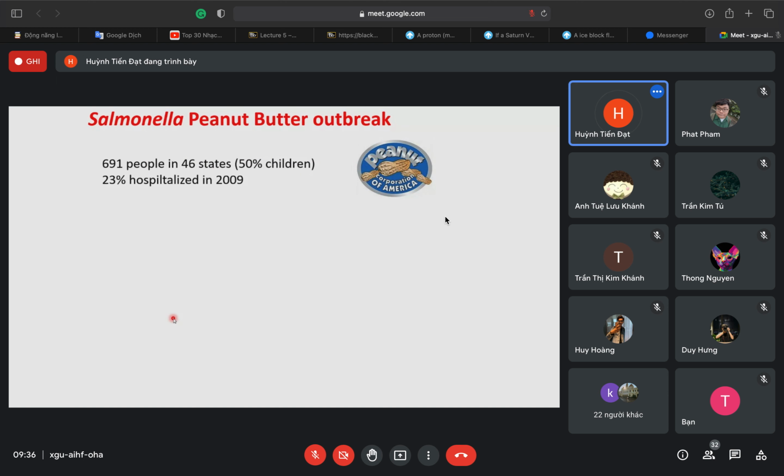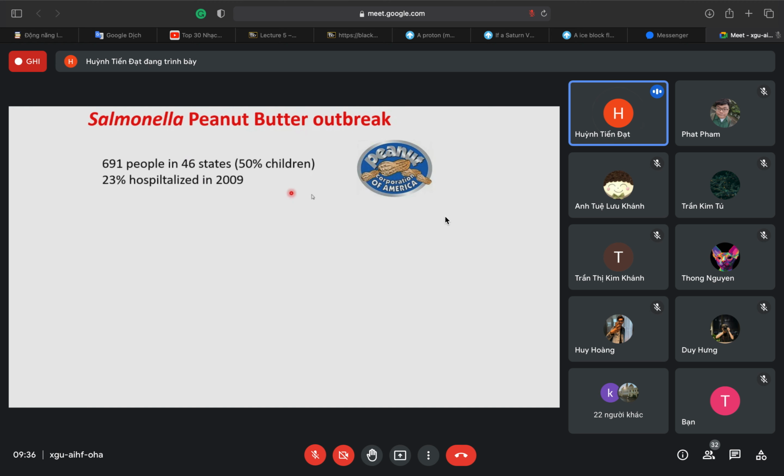But be careful when we apply this to food preservation for the treatment. That is also a problem. Okay, why is that a problem? Here is an example: Salmonella in peanut butter, the peanut butter.